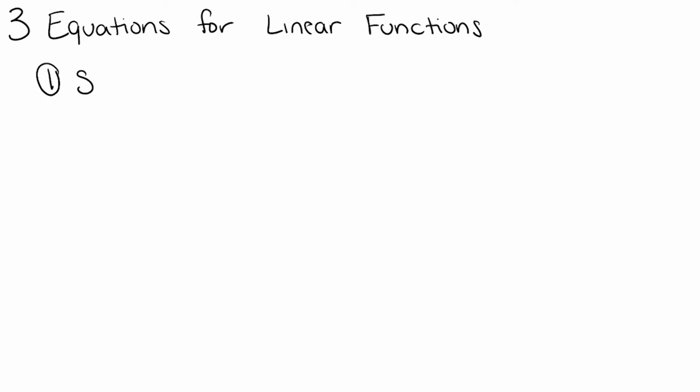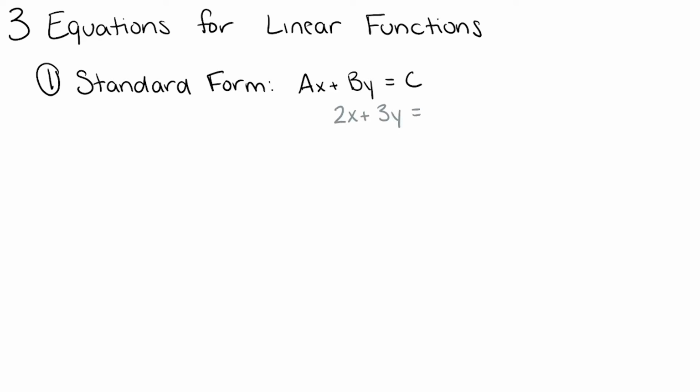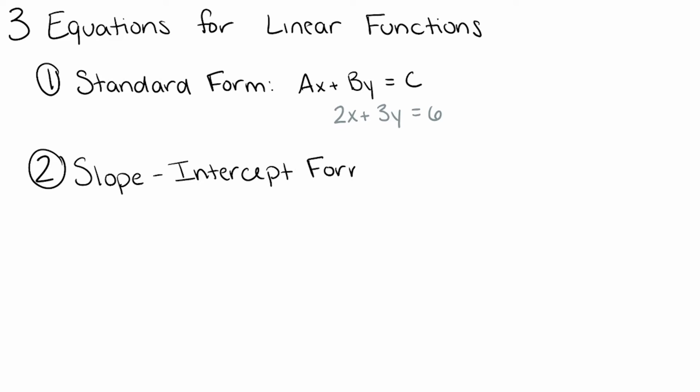As I mentioned earlier, we do have 3 different equations for our linear functions. The first is called standard form, which is ax plus by equals c. For example, 2x plus 3y equals 6. Next, we have slope-intercept form. This is y equals mx plus b. An example of this is y equals negative 2x plus 1.